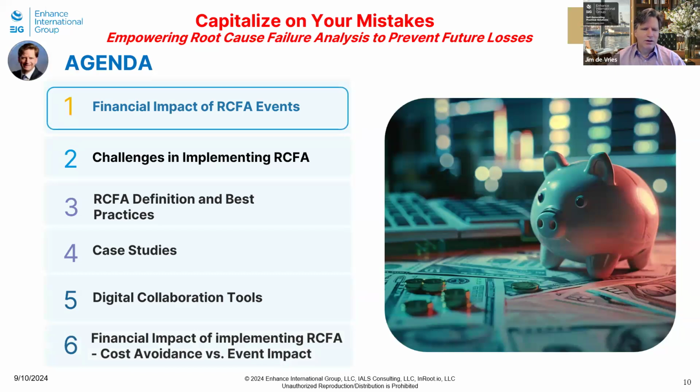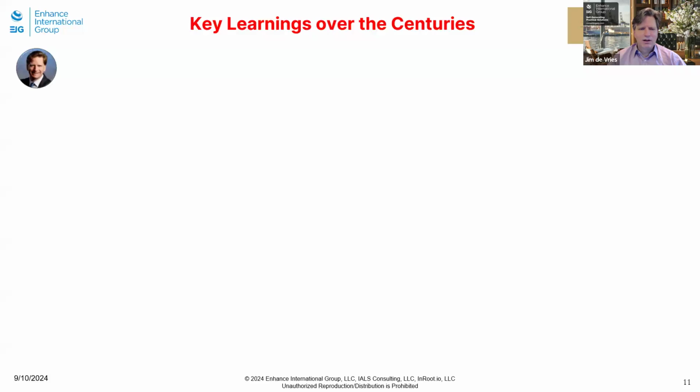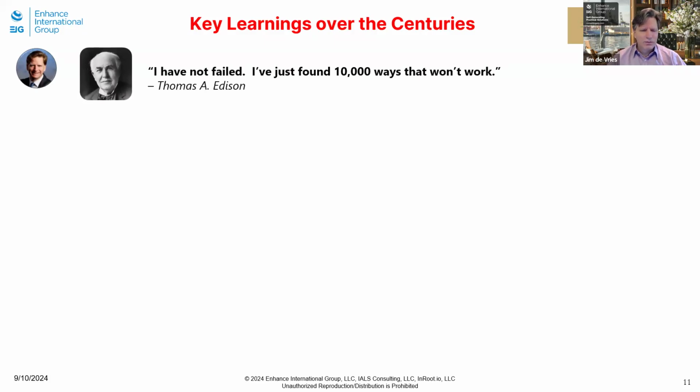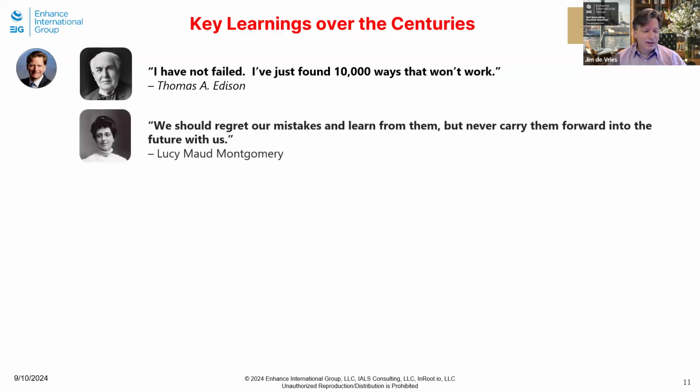With that, we're going to kick it off with the financial impact, and we're going to take some key learnings from some folks that have kind of been around the block, so to speak. We'll start off with my old-time favorite, Thomas Edison. "I have not failed. I've just found 10,000 ways that won't work." And failure is part of discovery. Each setback is an opportunity to refine understanding and edge closer to success, just as Edison did in developing the light bulb. Classic.